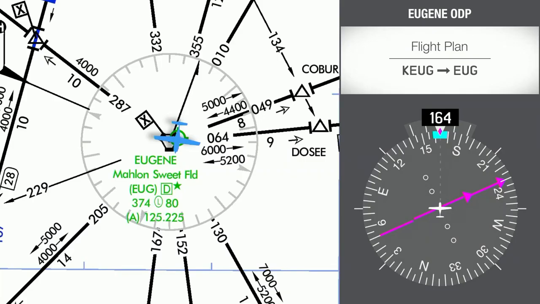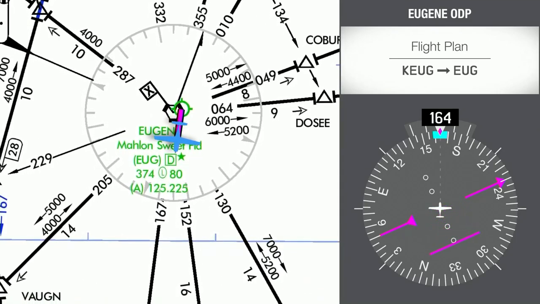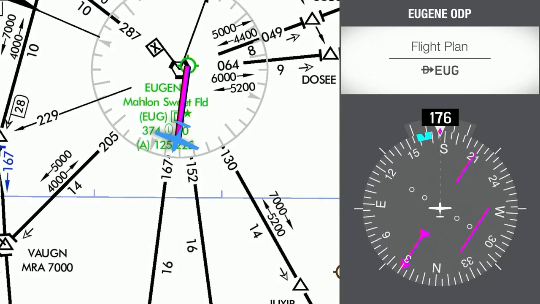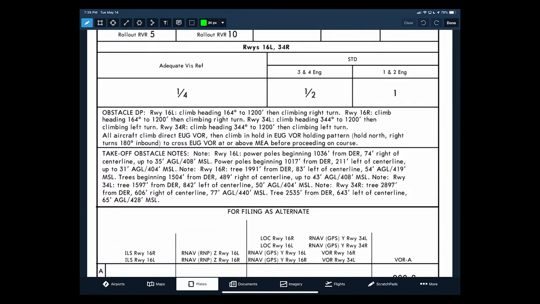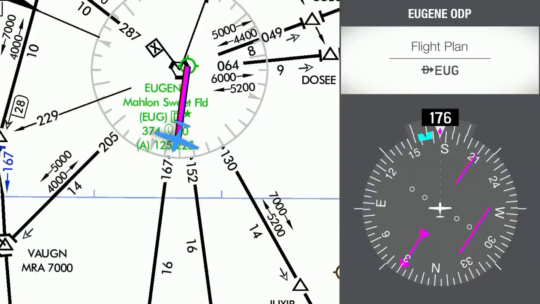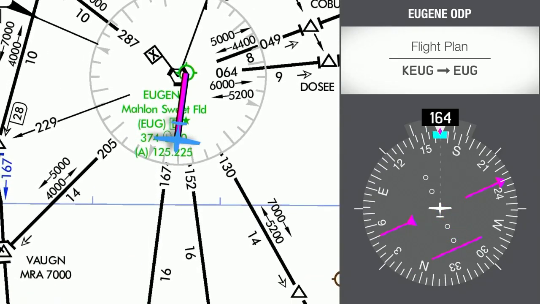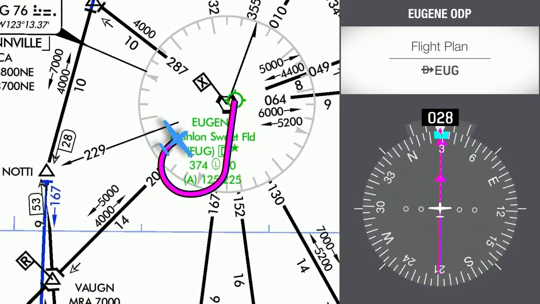Unfortunately, there's no drawing for this. This is something that we're going to have to draw out ourselves. If we're departing, let's see, this one, 1-6. Were we 1-6 on this? Okay, so on 1-6, we'll fly the heading out until we reach, let me pull up the altitude for that. One six right: climb heading 164 to 1200, then a right turn. So we'll fly on heading 164 until we reach 1200 feet, then a right turn direct to the VOR.